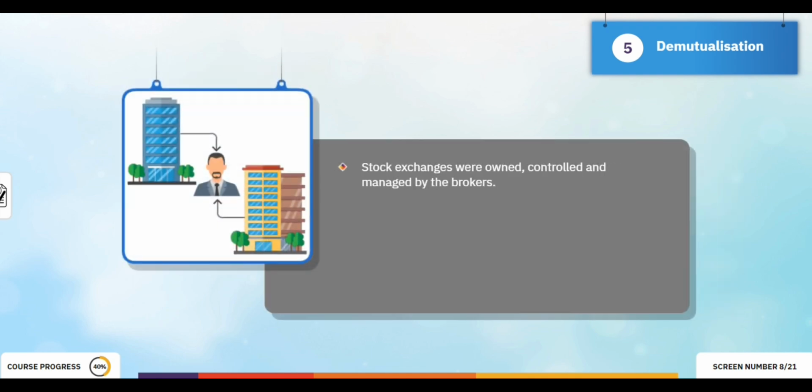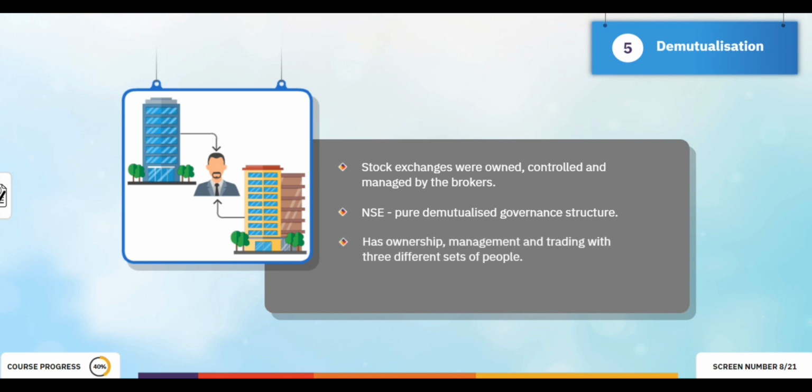Principal Reform Measure 5 is demutualization. Historically, stock exchanges were owned, controlled, and managed by the brokers. In case of disputes, integrity of the stock exchange suffered. NSE, however, was set up with a pure demutualized governance structure, having ownership, management, and trading with three different sets of people. Currently, all the stock exchanges in India have a demutualized setup.